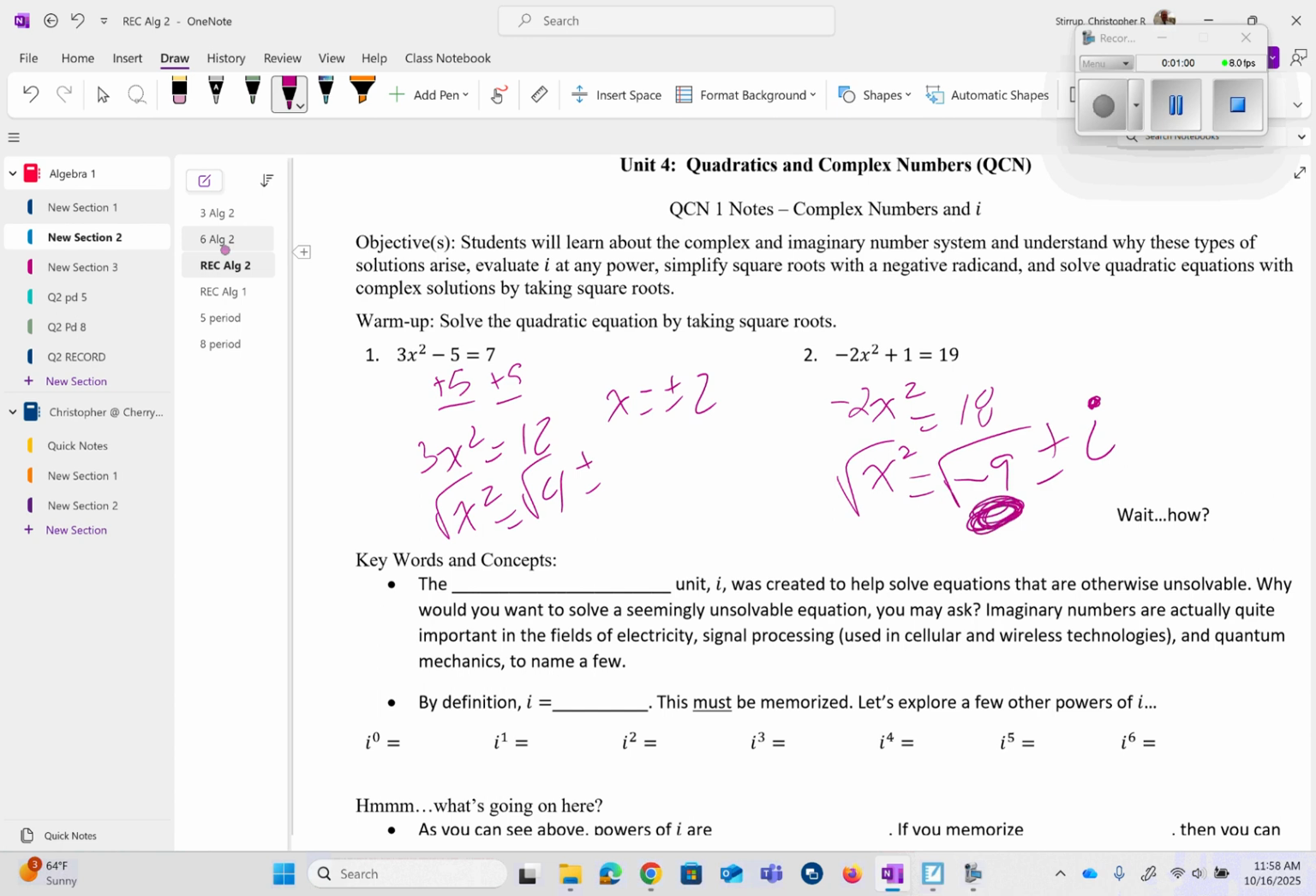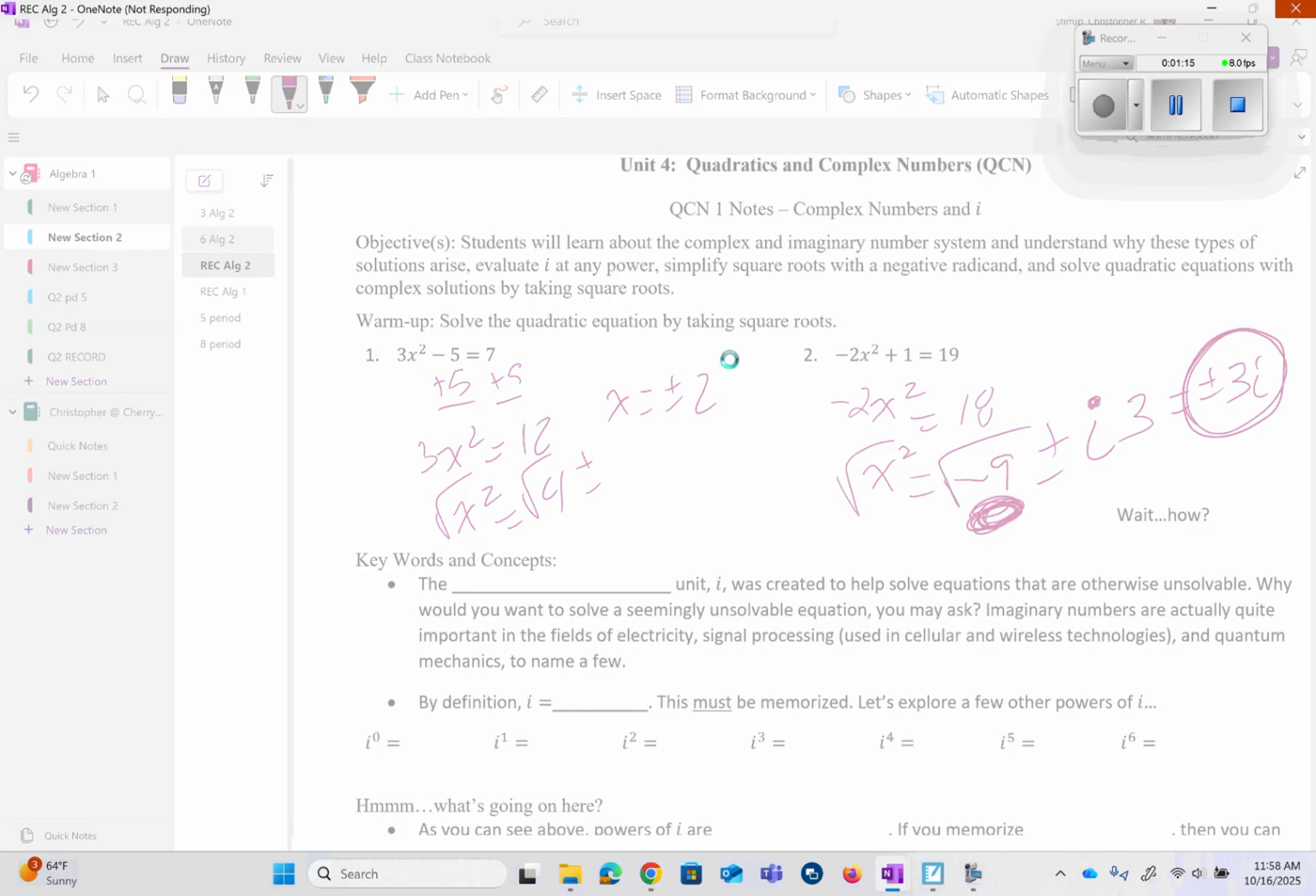That is not a variable. It stands for part of the imaginary system. Square root of 9 is 3. So the answer to this is actually plus or minus 3i. Okay, so that's going to be a little different. So let's think about this as we head down.